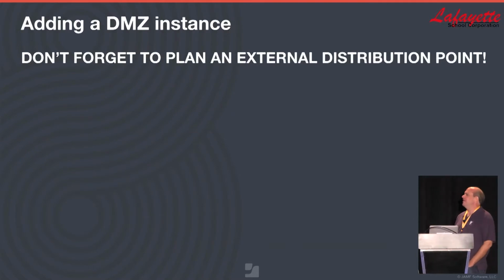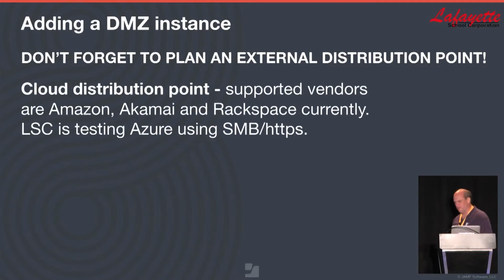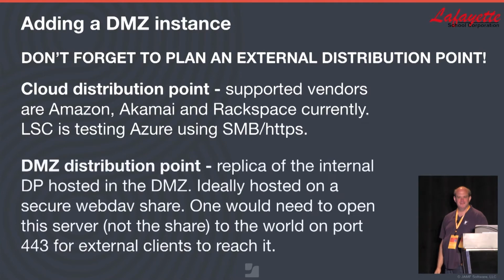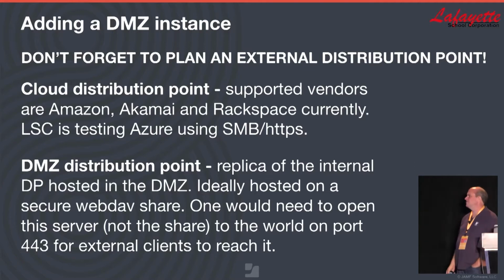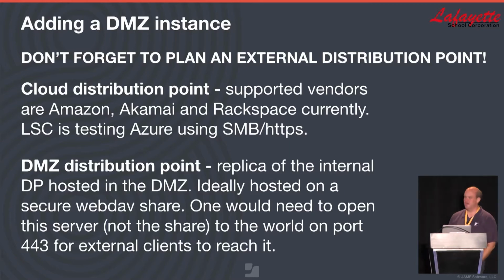I really don't want to have to talk about a distribution point, but if you're managing Macs off the campus and you don't think about a distribution point, your policies are probably going to fail. So I took a look at what's currently supported. Right now there are 3 vendors that Jamf is supporting: Amazon, Rackspace, and Akamai. But because we're a school district and Microsoft's giving us Azure fairly freely, I wanted to find some way to make Azure work, and sure enough, all it is is just an SMB connection, or if you do WebDAV, HTTPS.